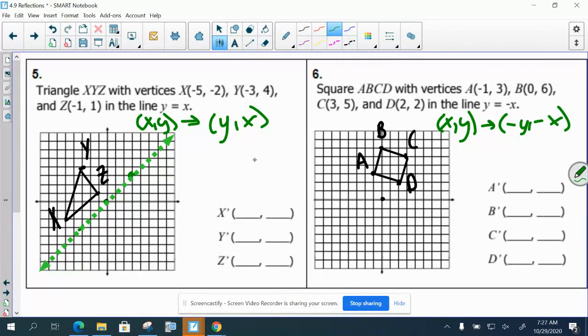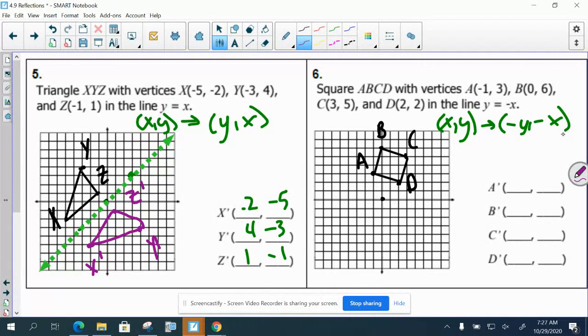All right, so first I'm going to go ahead and write down my image points. So we'll do (-2, -5), (4, -3), and (1, -1). Okay, and then you can graph the points. So (-2, -5), (4, -3), and (1, -1). And you should use a straight edge, but I'm going to be lazy for a minute.